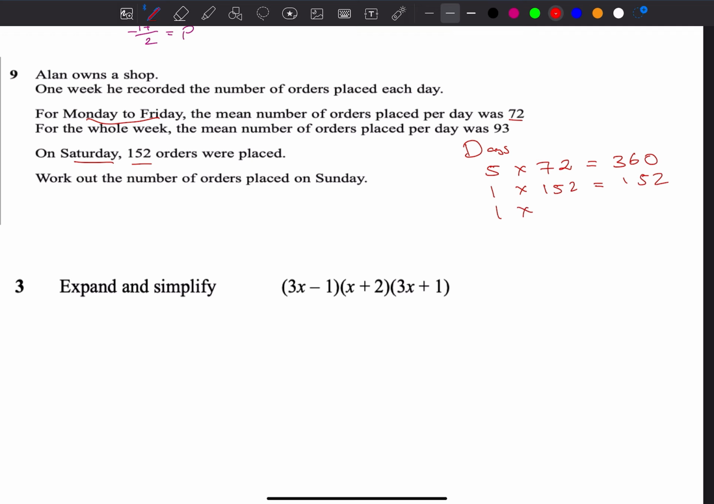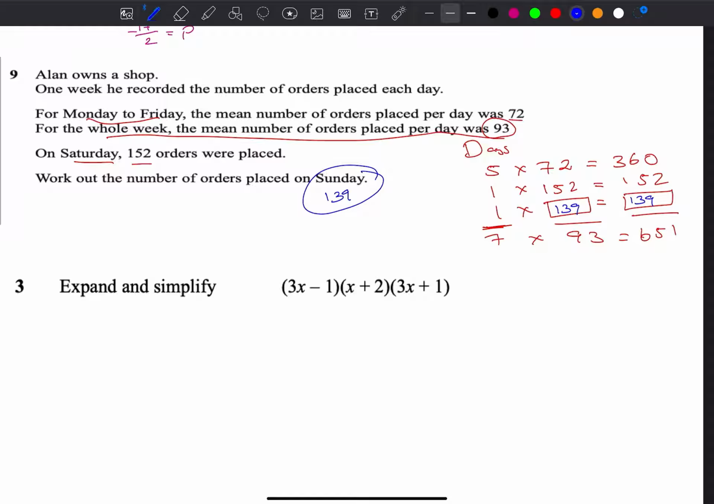Sunday is also 1 day, times the mean. Do we know the mean of that? No, you don't know the mean for Sunday. But the total number of days is 7, times the mean for the whole week, which is 93. So 7 times 93 is 651. Now just take away: 651 take away 360 take away 152 is 139. So 1 times what number is 139? Sunday is 139 orders that were placed.